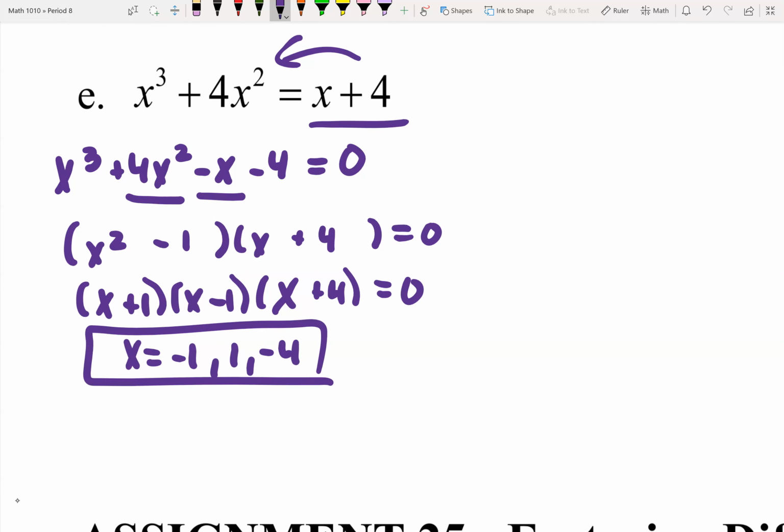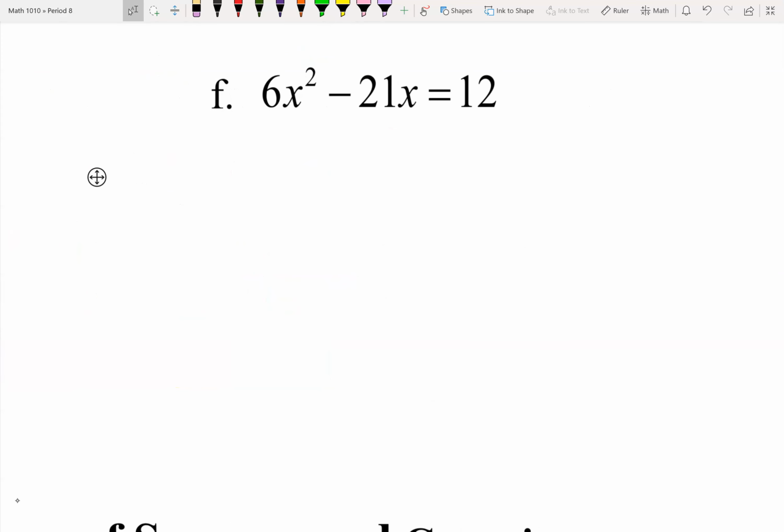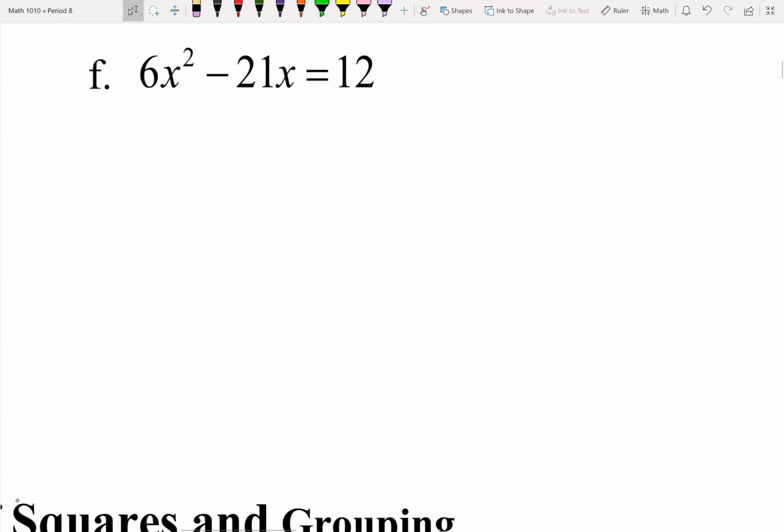Okay? Is it coincidental that the biggest exponent is a 3 and I have 3 solutions? Is that coincidental? It is not. It is not. They will always match. Okay? All right. Question F. You do it by yourself. Okay?